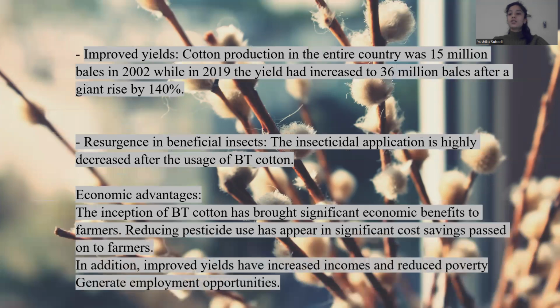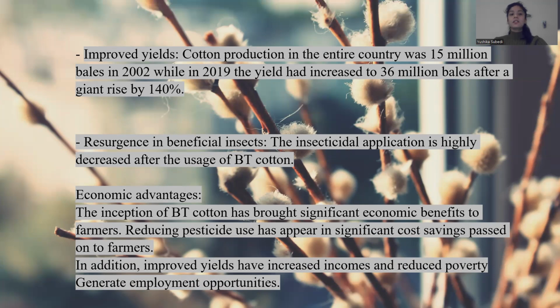The other good crop productivity measure that can be seen after the introduction of Bt cotton is improved yields. The uses of Bt cotton has had significant improvement in crop yield. The yield of cotton in the entire country, India, was 15 million bales in 2002, while in 2019, after the introduction of Bt cotton, the yield had increased to 36 million bales, a giant rise of 140%.